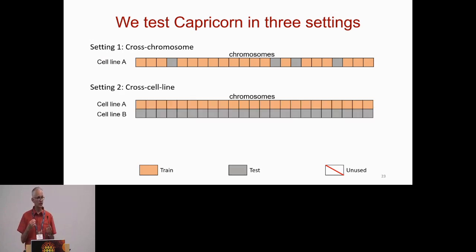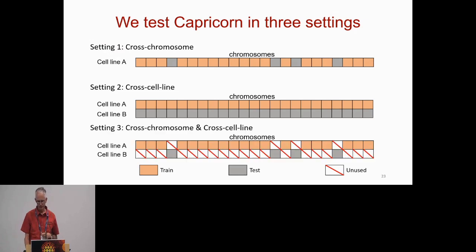Another setting you can do is the cross-cell type setting, where you train on one cell type and then predict in a completely distinct cell type. That also makes sense. The problem is sometimes you can learn features of the actual chromosomes, and those will generalize between them. To solve that, you can do a combination of the two: a cross-chromosome and cross-cell line setting, where you hold out some chromosomes from the training cell line, and then use those only in the test cell line.